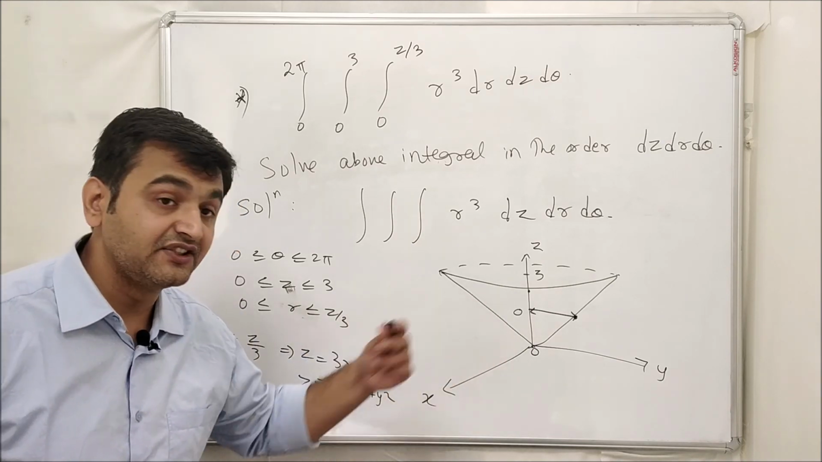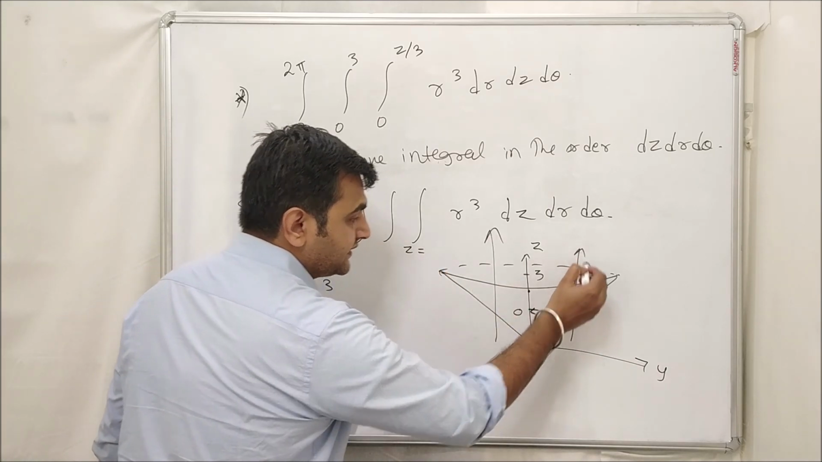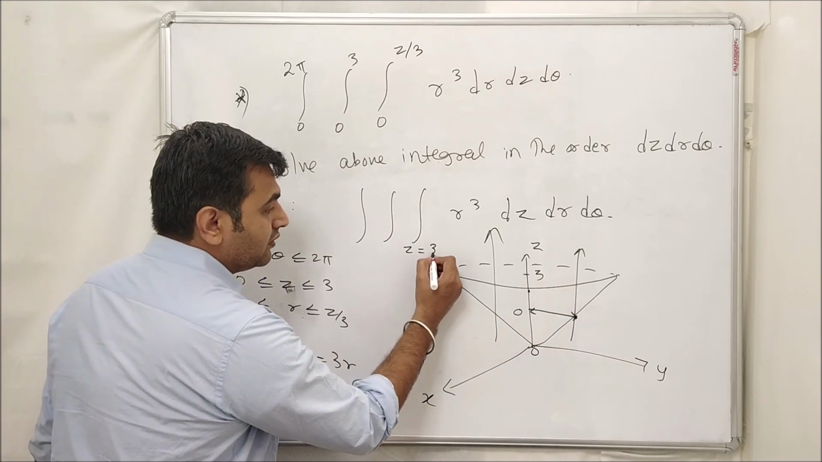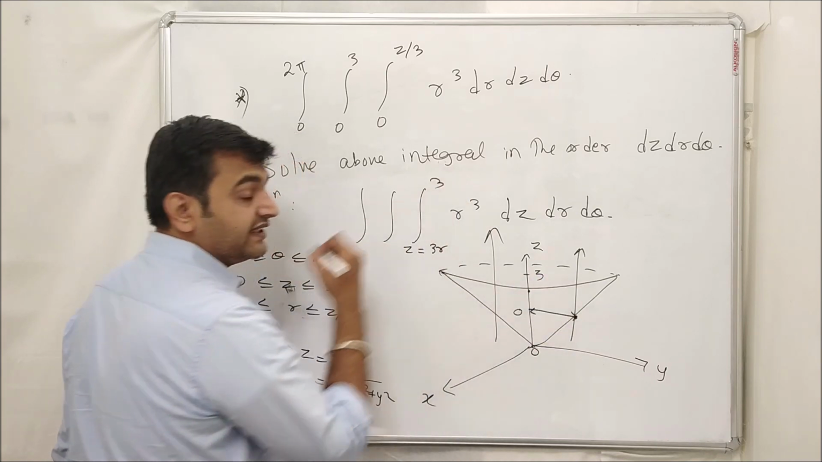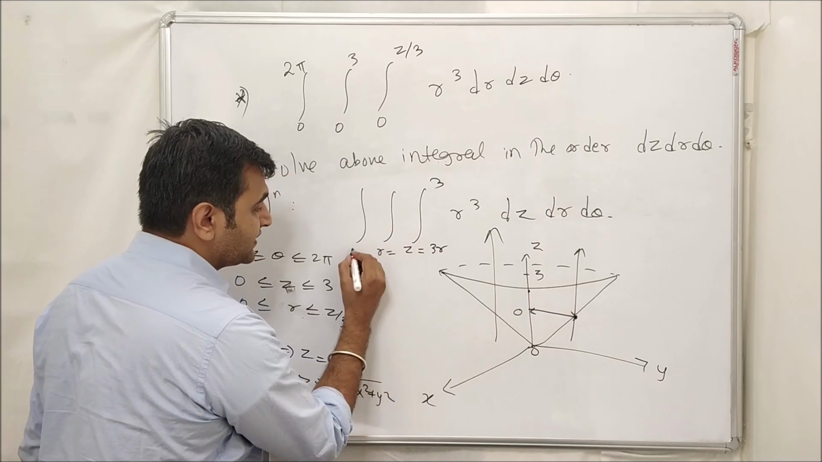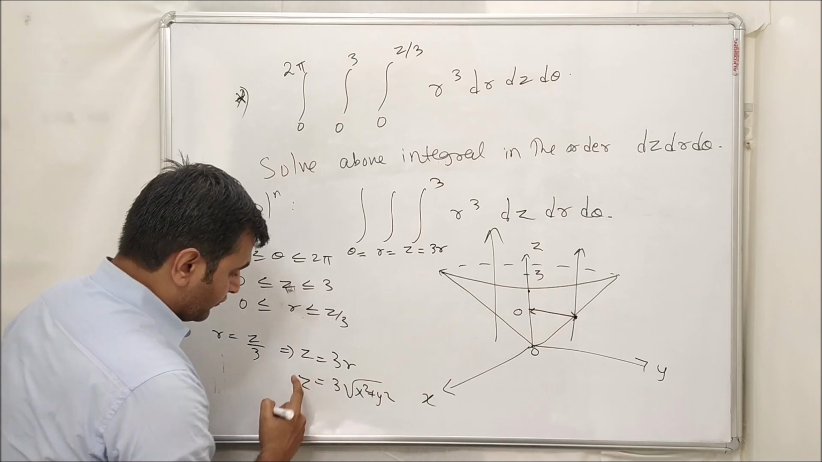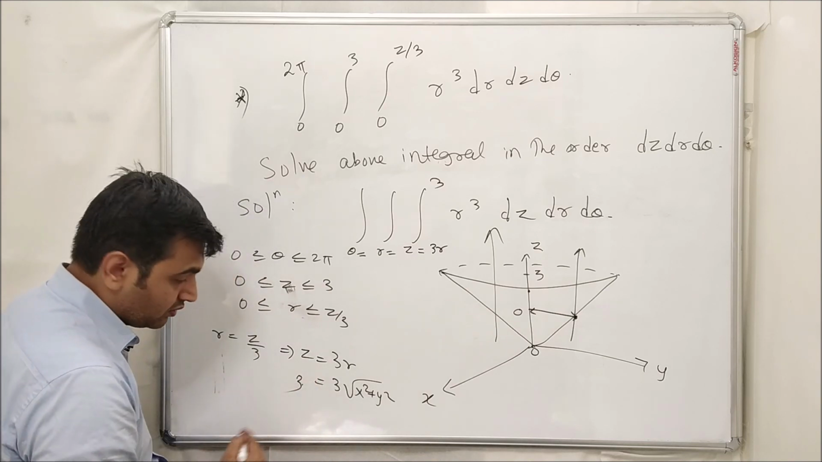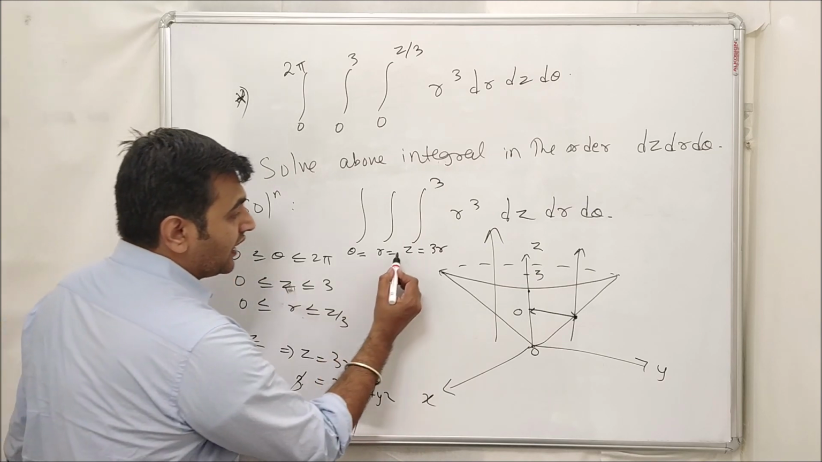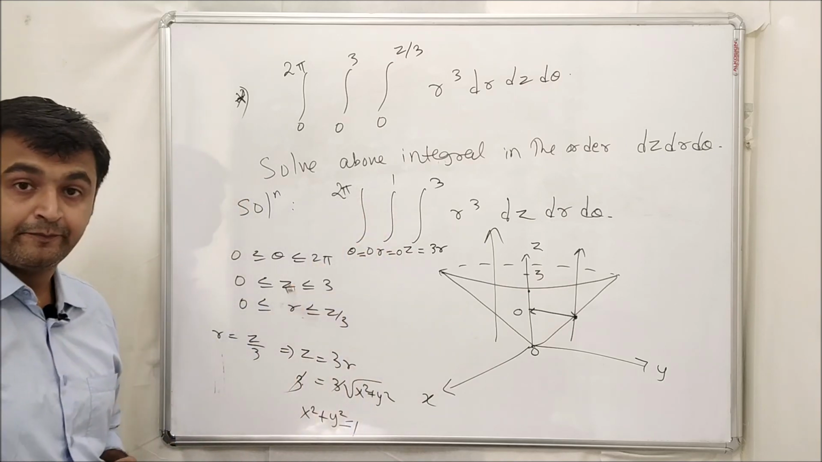Now you have to do the change of order. What are the limits of z? You draw a line parallel to the z-axis. It enters from the cone, whose equation is z equal to 3r, and the height is 3. Now when you project this on the xy plane, you have to tell me what r and theta are. Putting z equal to 3, the 3 gets cancelled and you have x square plus y square equal to 1. So r goes from 0 to 1, and theta goes from 0 to 2 pi.